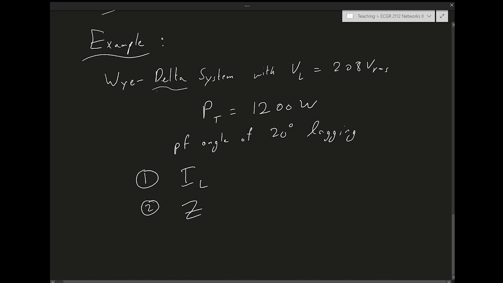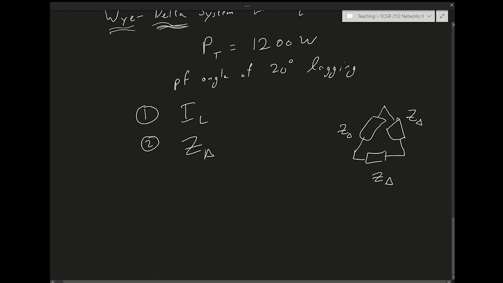This is a delta connection, right? So the Y is the source, delta is the load. So this is going to be Z delta. So you want to find the Z delta per phase, per delta phase. So this is Z delta, and Z delta. Okay, so yeah, let's solve this.